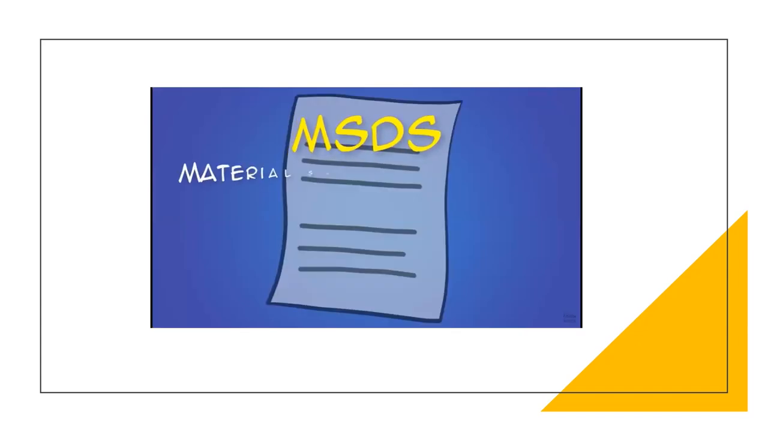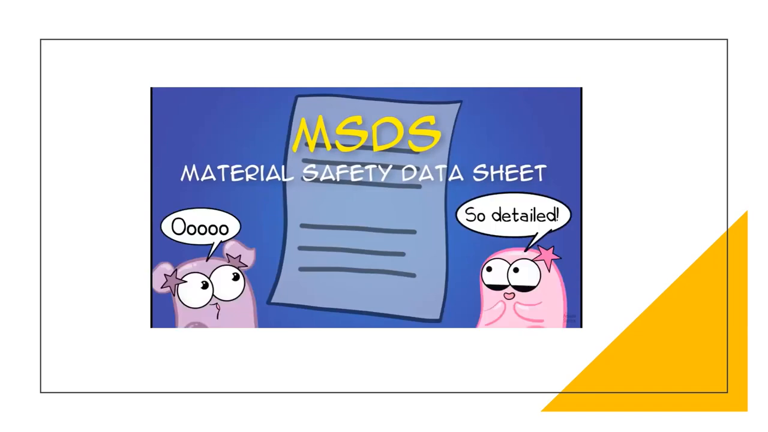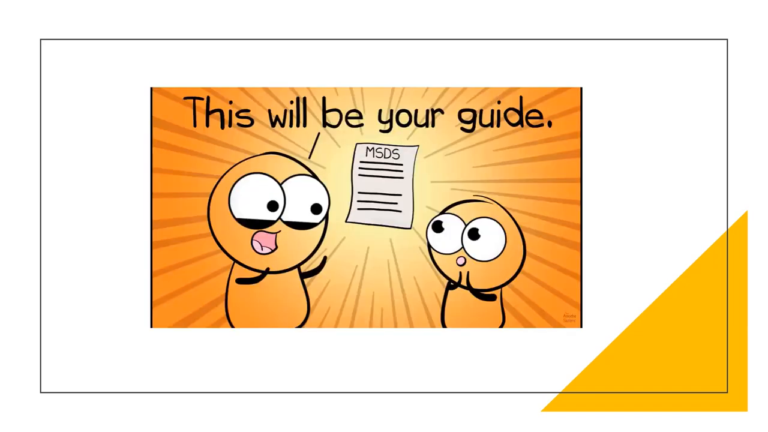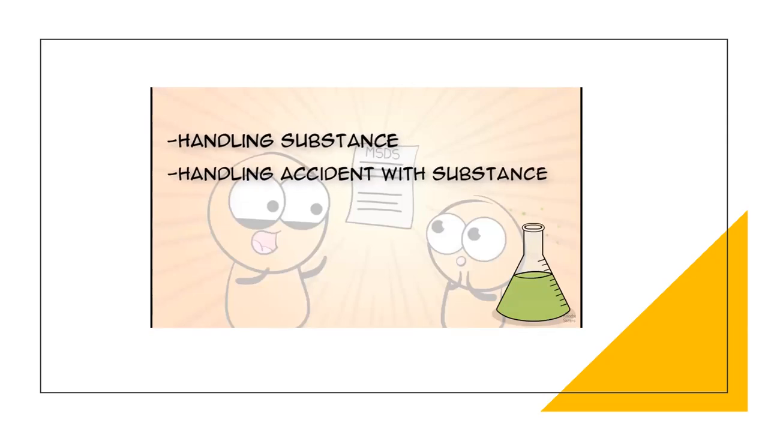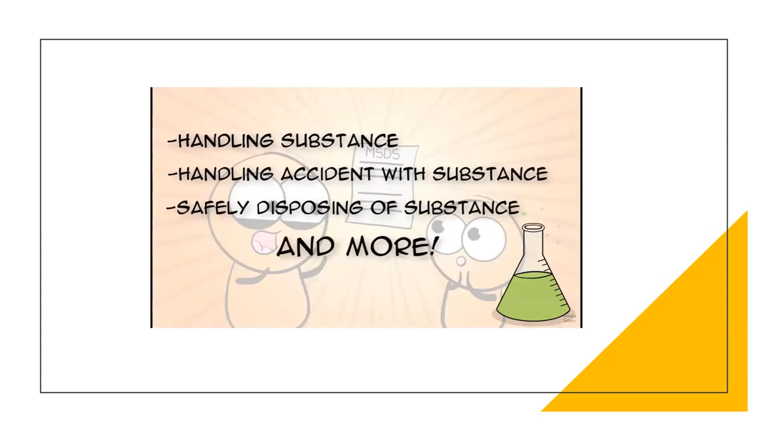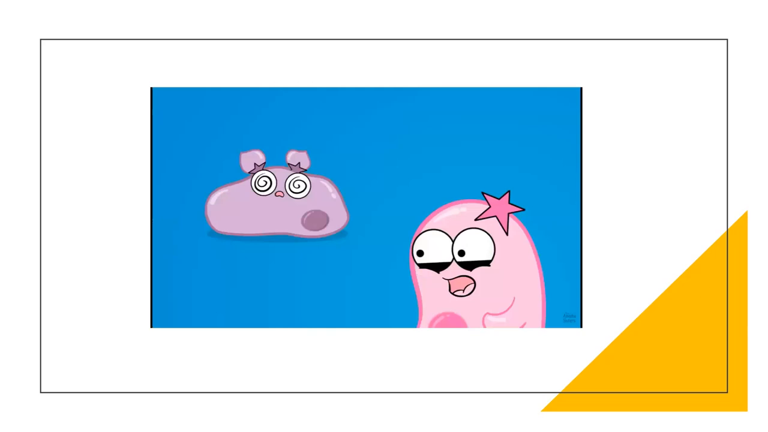Finally, the MSDS. It stands for Material Safety Data Sheet. It's available for pretty much every substance you use in your lab. You should refer to it because it will give you all kinds of safety information on a substance, including how to safely handle it, what to do if there's an accident with it, how to safely dispose of it, and more.